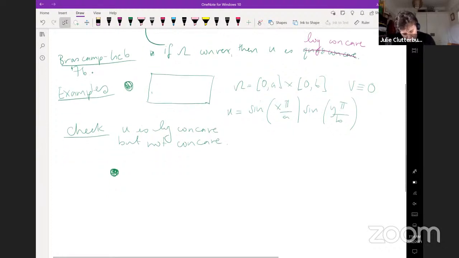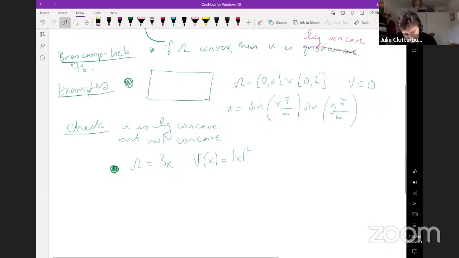the case when omega is a ball, and you can even give it a potential here. So let's write V of x is x squared. And because this potential is purely radial, we can solve in polar coordinates by separation of variables.